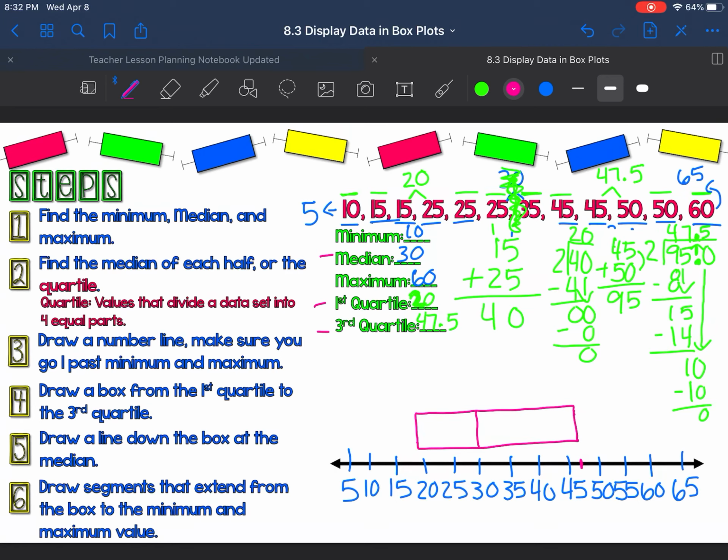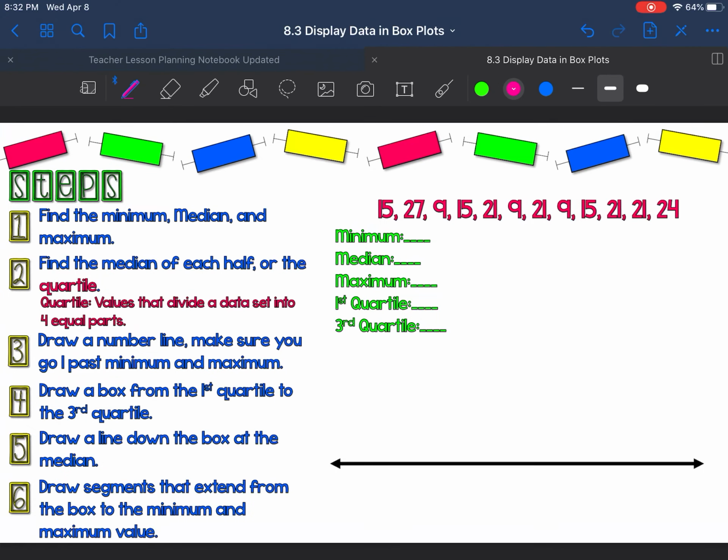Now I need to do the whiskers. Remember, the whiskers are your minimum and your maximum. So I'm going to come here to my minimum of 10, draw my dot and connect it. Then I'm going to come to my maximum here of 60, draw my dot, and then connect it. And there you have it. Another box plot done.